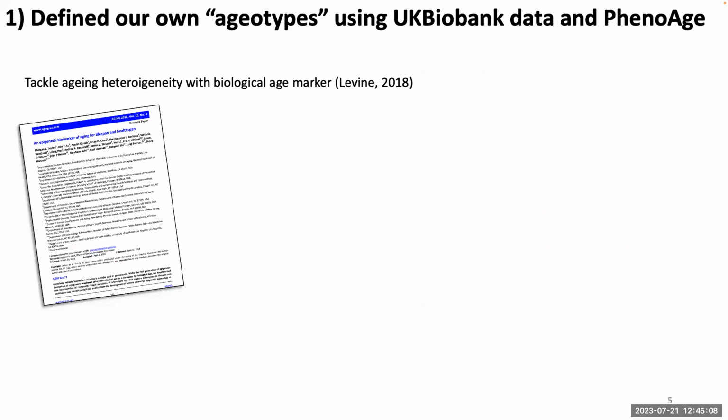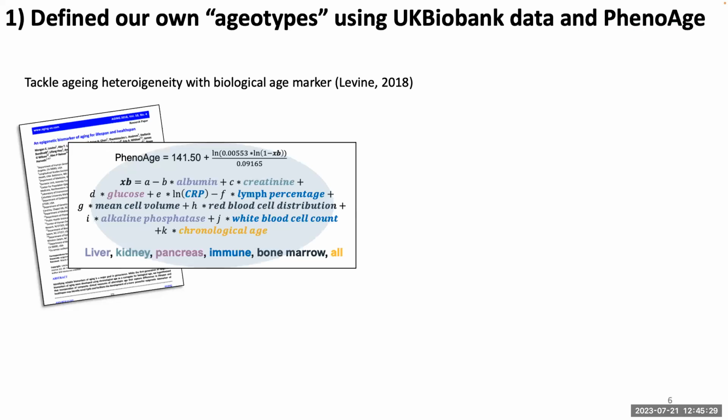And so the first thing we did was define these aging patterns ourselves. And for this, we have used UK Biobank, which is a wonderful resource that I'll go into a little bit more detail on what it contains. And the way in which we define these aging patterns is with this biological age marker, which is called PhenoAge, that you can see here. That is a model that you can see here.